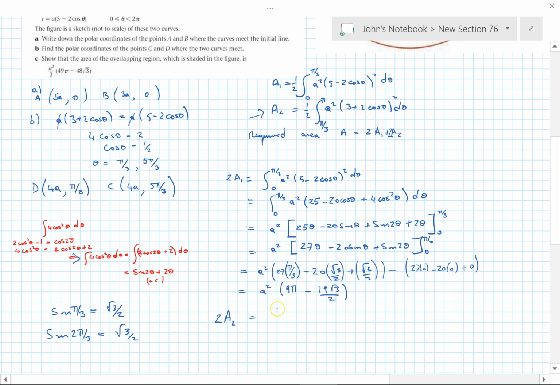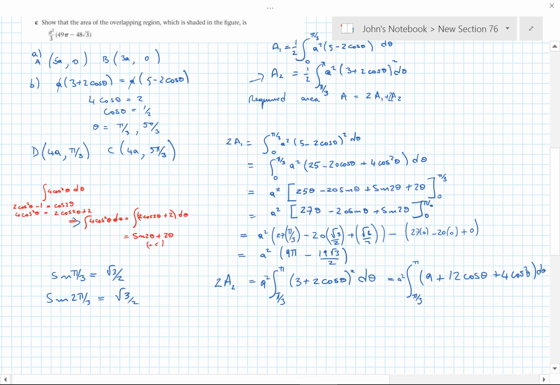The integral from pi to pi by 3 of 3 plus 2 cos theta, squared. Don't forget the a squared d theta. So that equals, and again, let's not mess around. Square in brackets should be just bread and butter. 9, 3 times 2 is 6, double that's 12 cos theta, and then plus 4 cos squared theta d theta.